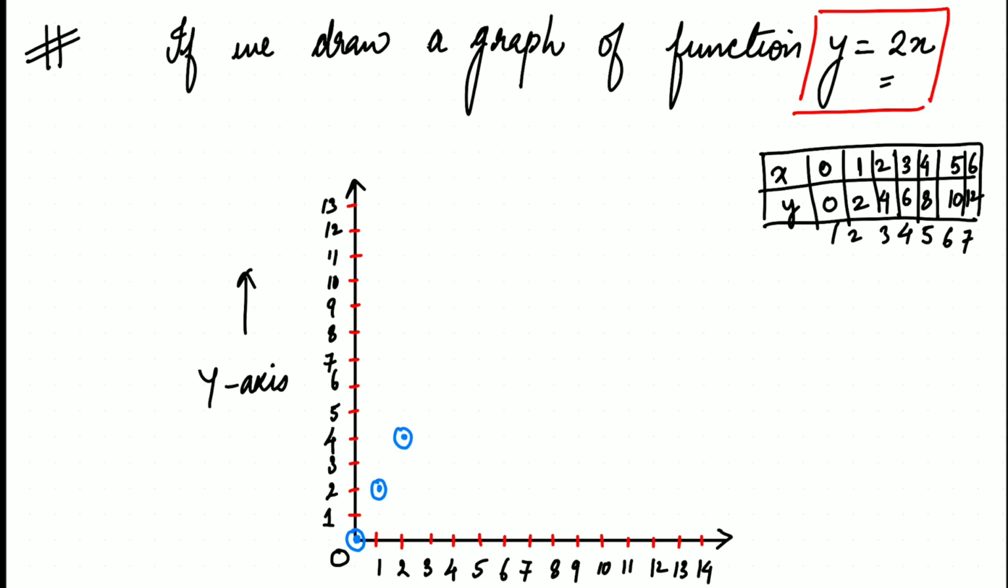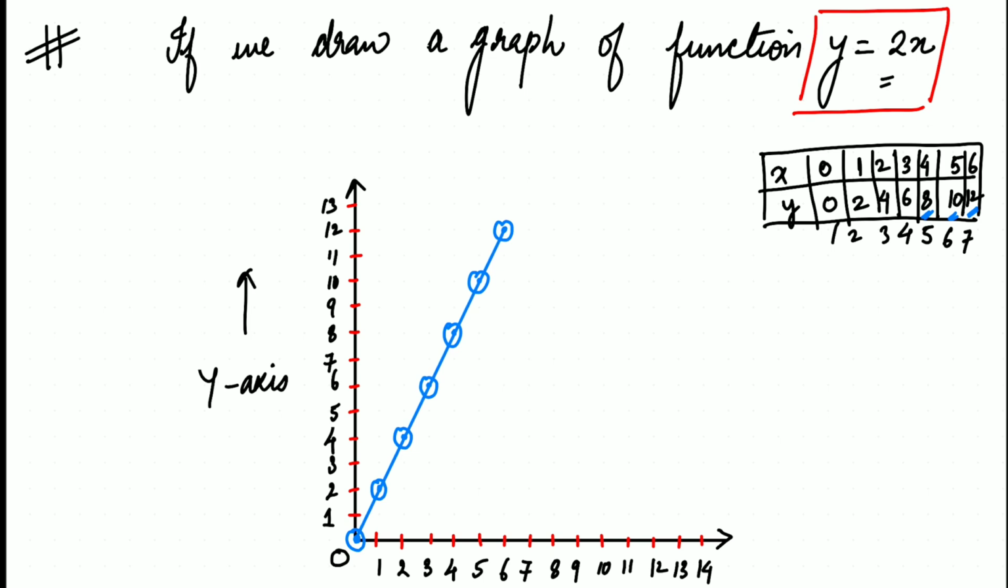Next point is 3 comma 6, this point. Next one is 4 comma 8. Next one is 5 comma 10. Next one is 6 comma 12, this point. You can very clearly see I get a straight graph, something like this.